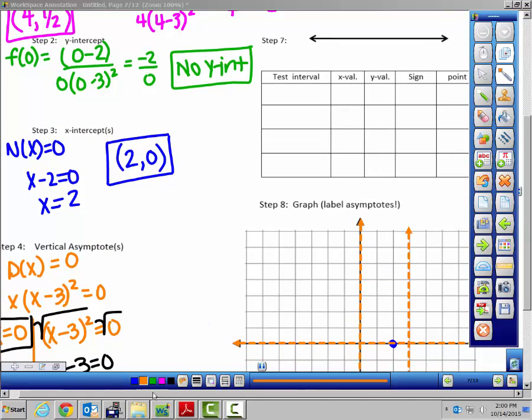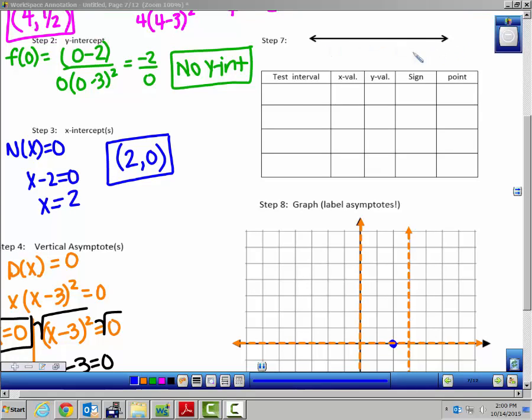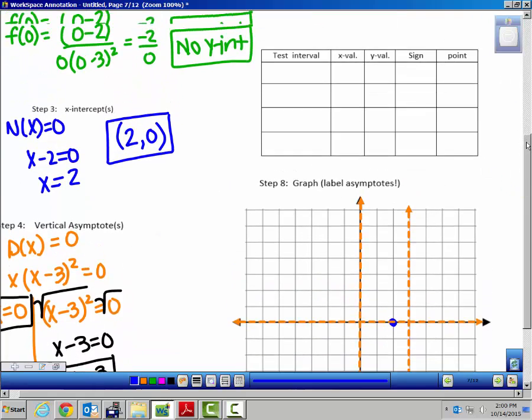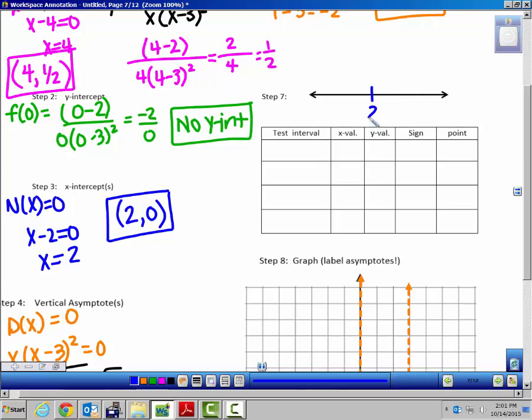Now, step 7, your test interval chart. Choosing what goes on your number line here that represents the x-axis comes from steps 3 and 4. So I have an x-intercept, a 0 at 2, and then I have vertical asymptotes at 0 and 3. So 0, 2, and 3 all go on here. So that creates 1, 2, 3, 4 intervals. And you go left to right. So negative infinity to 0, 0 to 2, 2 to 3, and 3 to positive infinity.